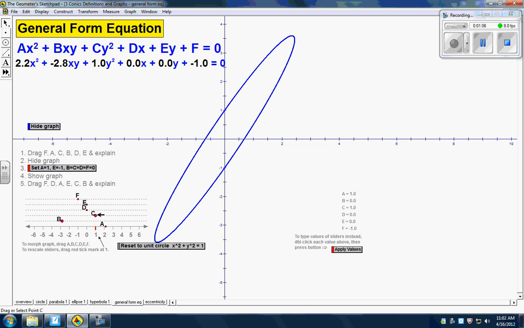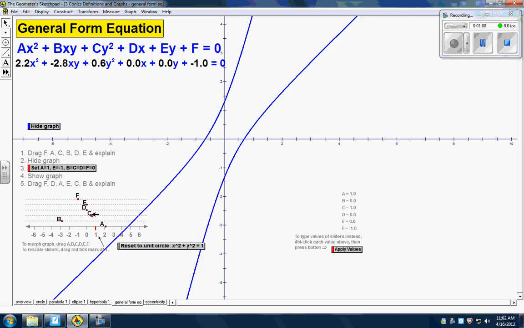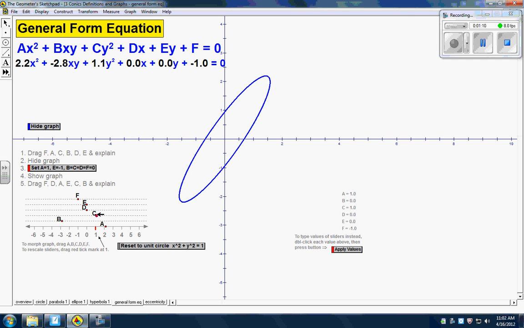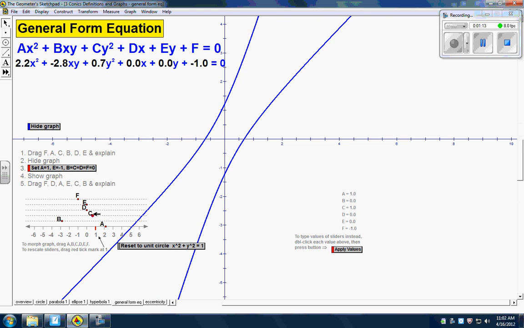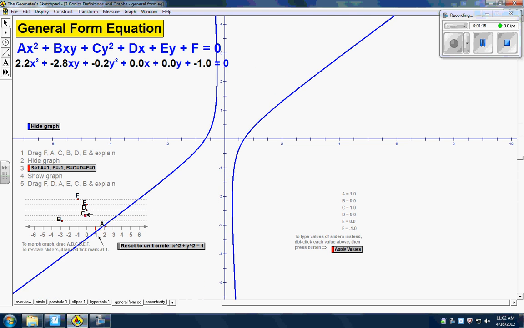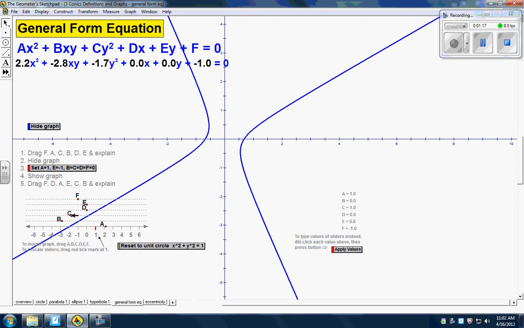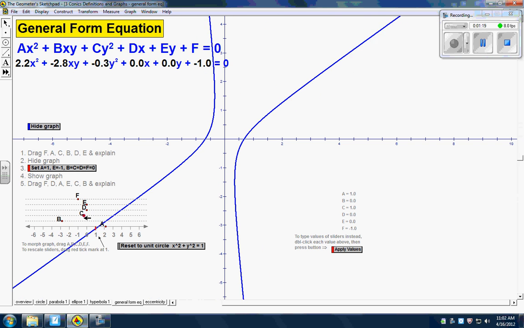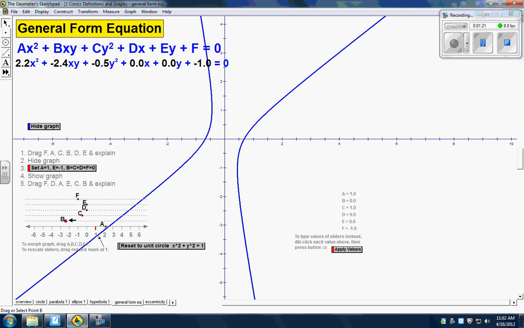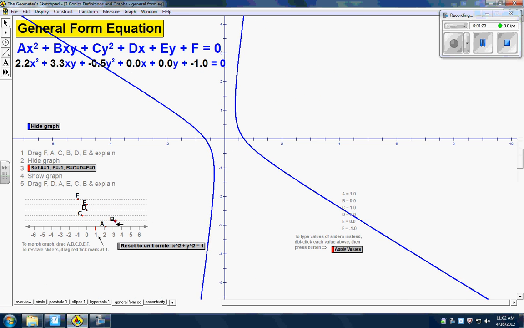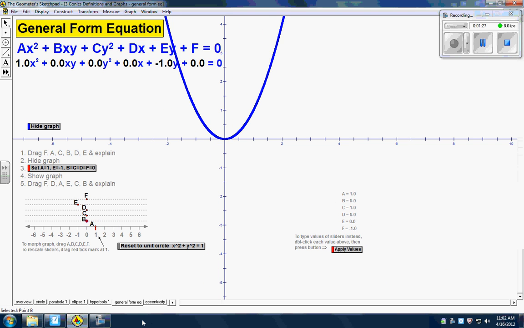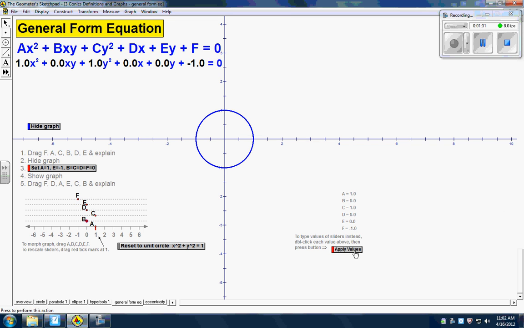So you should be able to grab C and play around with this. Change the ellipse. As soon as C becomes negative, though, you flip into a hyperbola here. So then we can rotate this hyperbola around this way. We can reset it back to, this would be a parabola now. We can reset it back to a circle and play around with some different things.